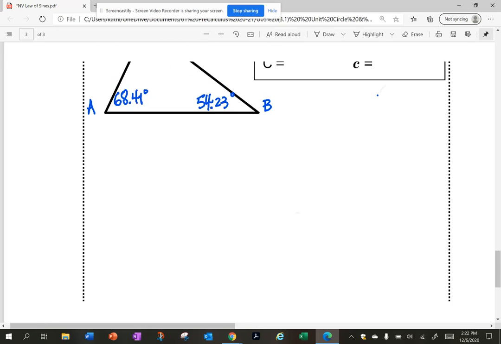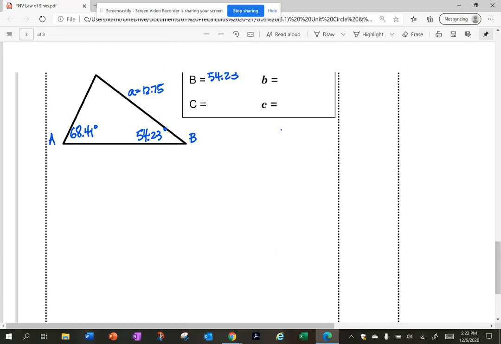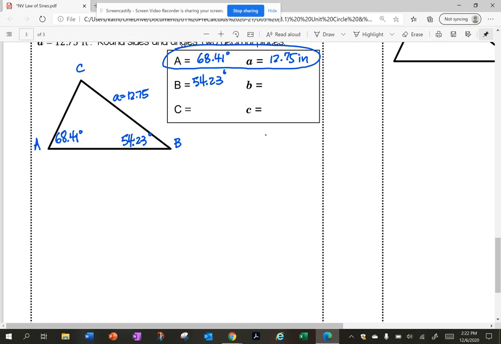Okay, so setting up my equations. I'm going to set up the fraction I know. Side B is what I'm solving for. You know what? I'm going to set it up where you use the one that you know first. So I'm going to say side A over the sine of angle A equals side B over sine of angle B.